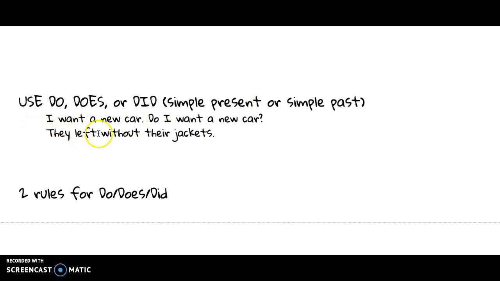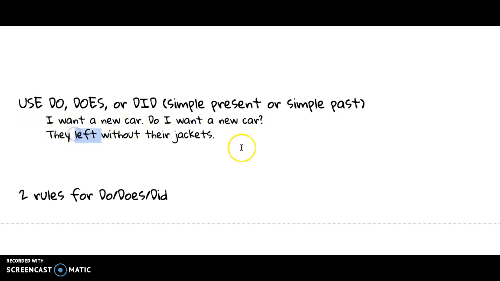In this case, they left without their jackets. Here's my verb in the simple past, so I will say, did they leave without their jackets? So let's go over the 2 important rules for do, does, and did.